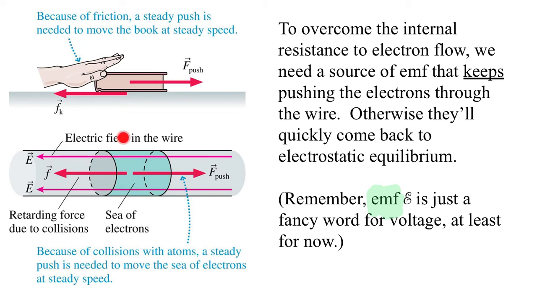All right, and the idea likewise here, because of collisions with atoms, a steady push is needed to move the sea of electrons at steady speed. We want to move the electrons this way, but there's some drag, so we need to have a force on them this way, which again, because of Ben Franklin, means the field has to be pointing this way. But to maintain the electric field, we have to have some separation of charges, which means there's some potential difference between the ends of that wire.